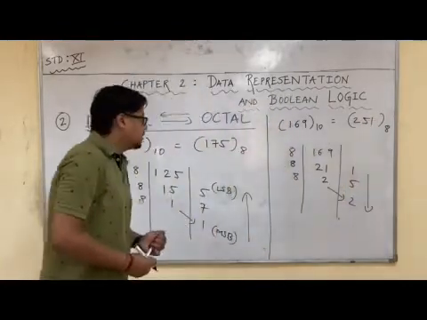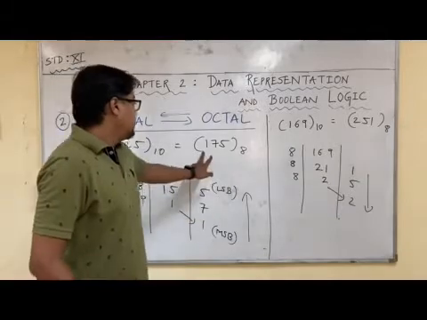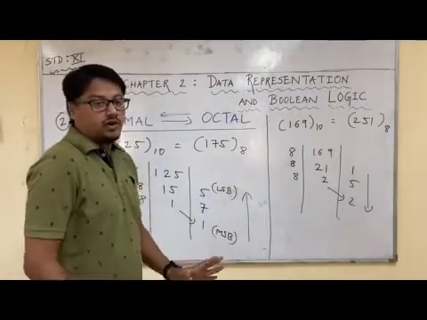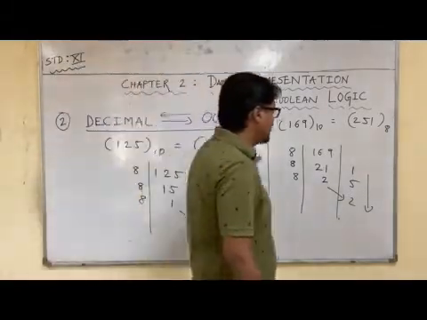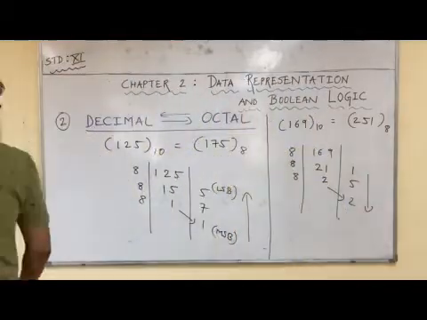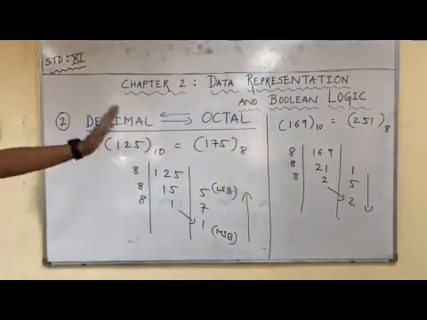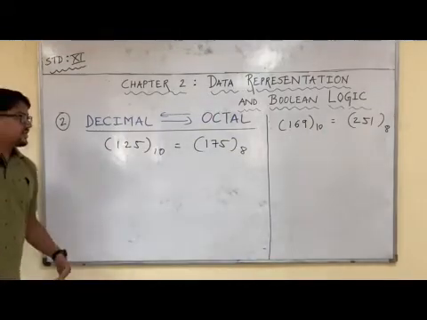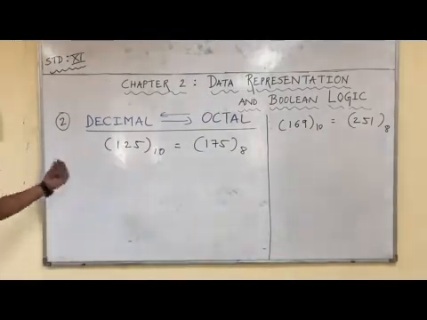Students, you can see in both cases we are following the limit of octal numbers, that is from 0 to 7. All the numbers that we are obtaining are from 0 to 7. Okay, so this is the conversion of decimal to octal. Now students, let us see the conversion from octal to decimal.